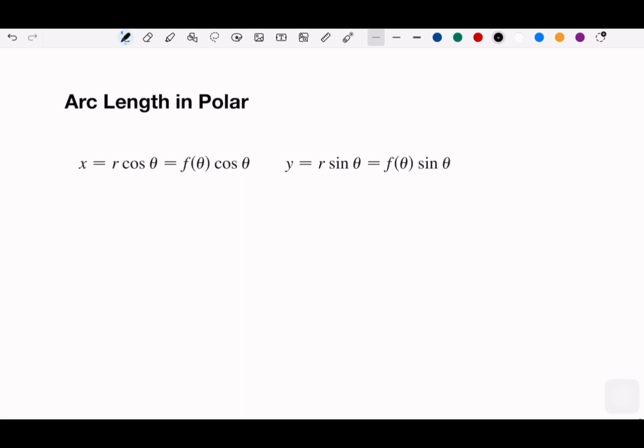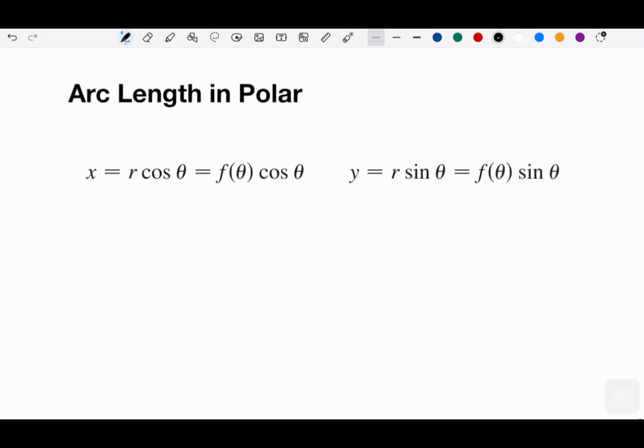We start off by taking the conversion for x and y, and then we say that we have x = r cosine theta and y = r sine theta. And then let's differentiate this with respect to theta. So this will be dx d theta.